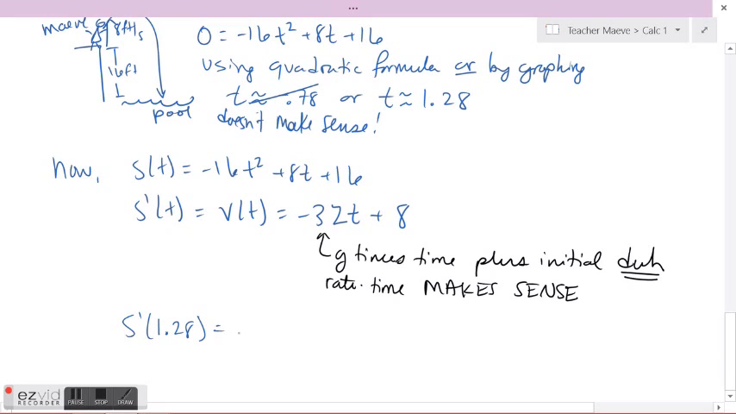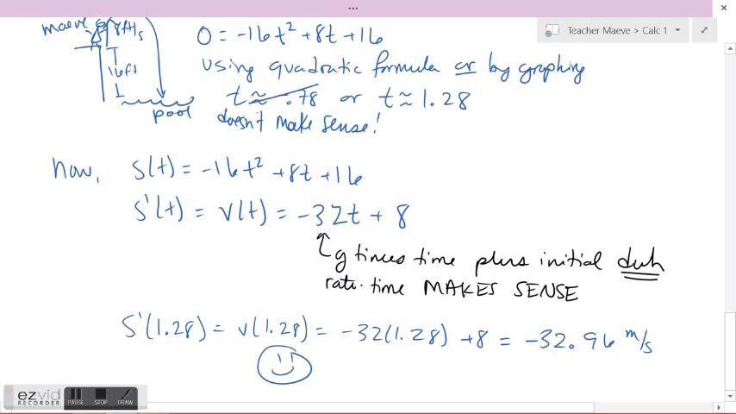So to get my velocity, I'm going to take s prime, the derivative, at 1.28. That's the velocity at 1.28. That's negative 32 times 1.28 plus 8. And I get negative 32.96 meters per second. And I'm done.